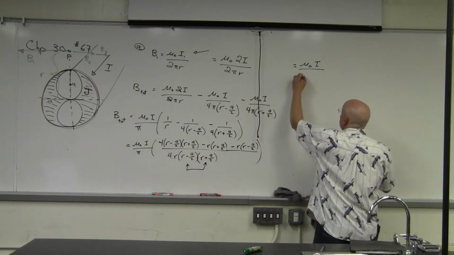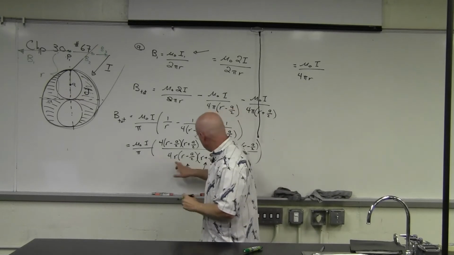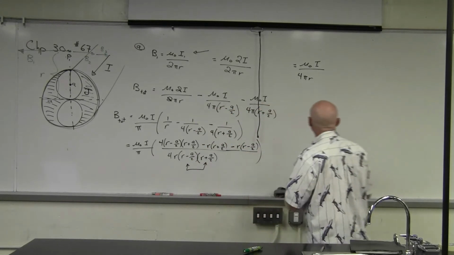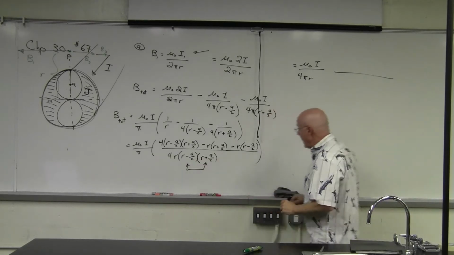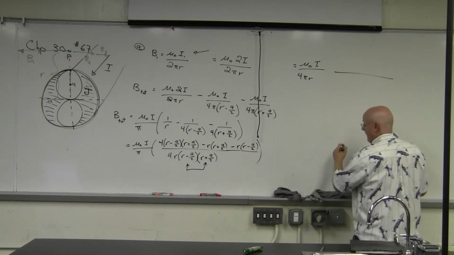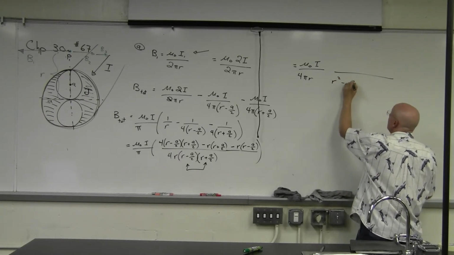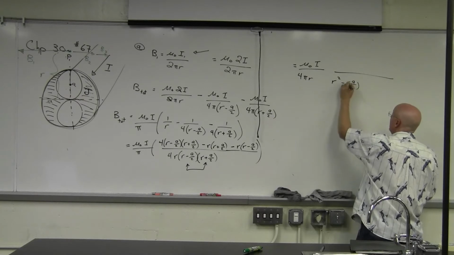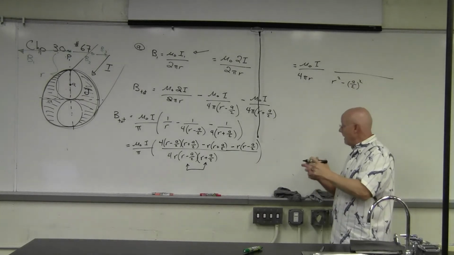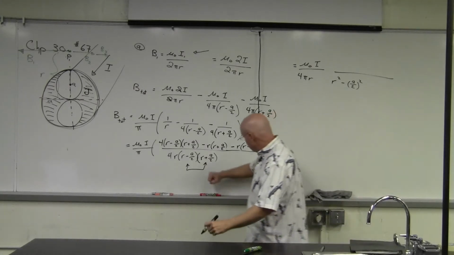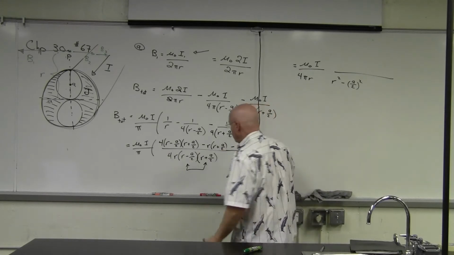So if I leave the 4, the pi, and the r alone, then this right here would be a squared minus a b squared. So that would be an r squared minus a over 2 squared, right? A plus b times a minus b is a squared minus b squared. Okay, so that's what that one would simplify to.